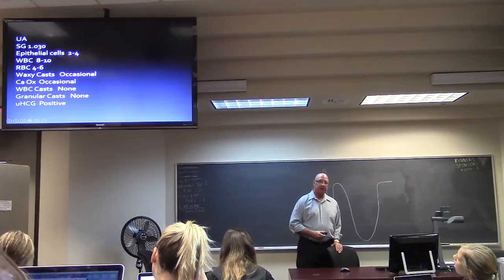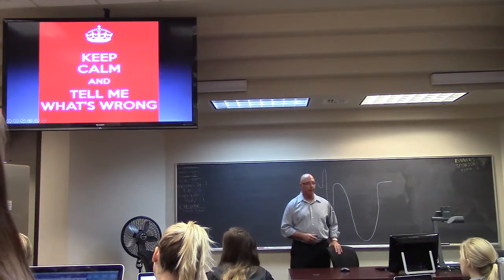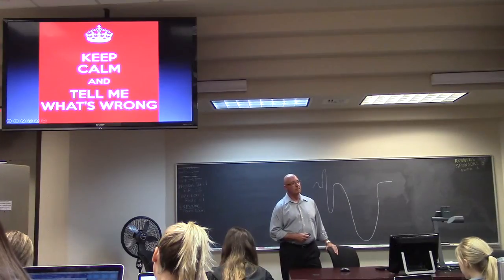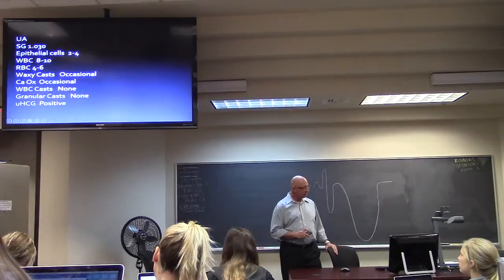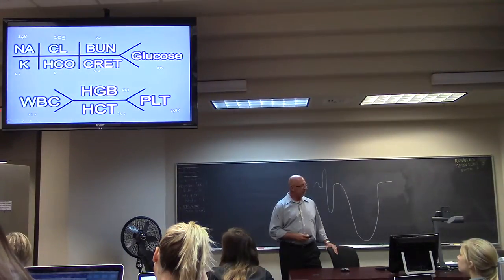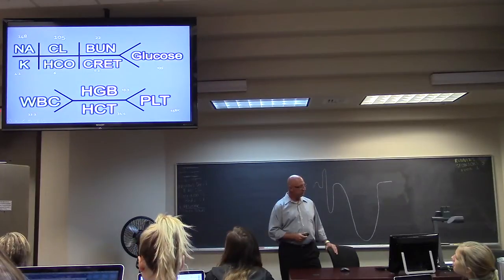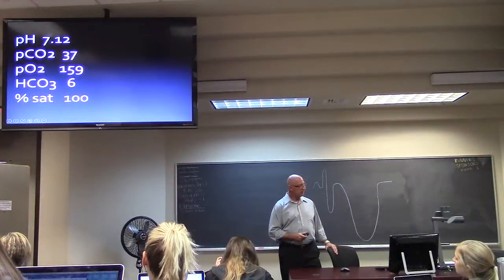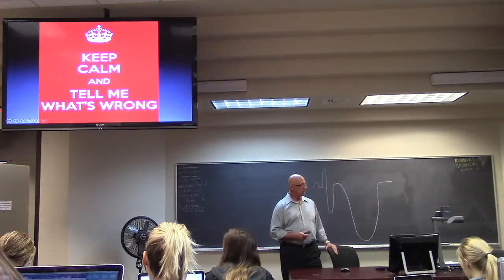Those are your urinalysis results. Notice at the bottom she has a positive HCG. So what's wrong with her? Want to see the labs again? Okay. Here are the labs again. There's the ABG. There's the UA. Anybody know?